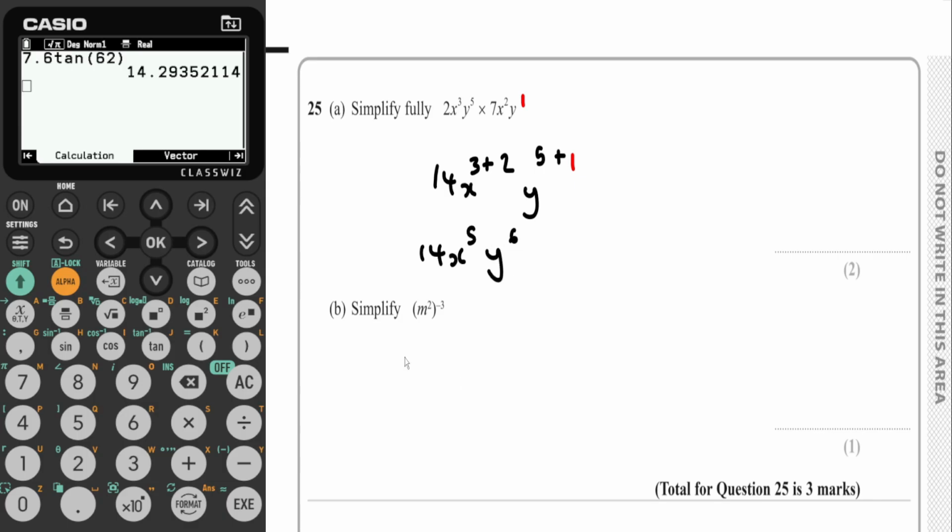Now for part B, we have to simplify m squared to the power of minus 3. Here we have to multiply the powers. So we've got m to the power of 2 times by minus 3. So that's m to the power of minus 6.